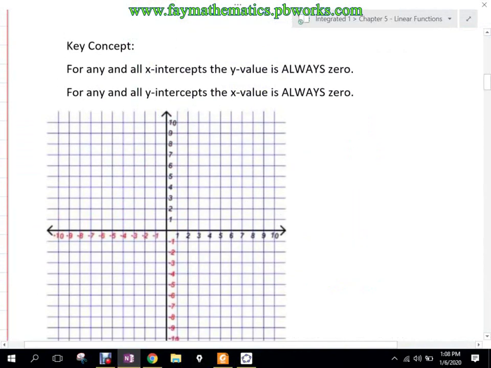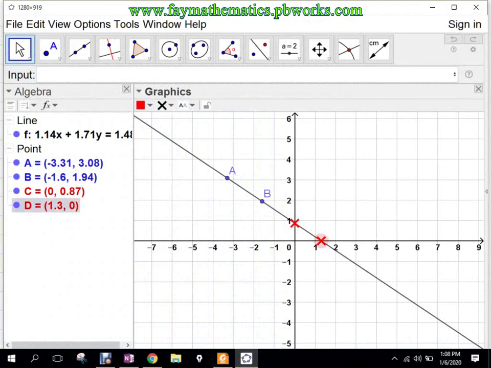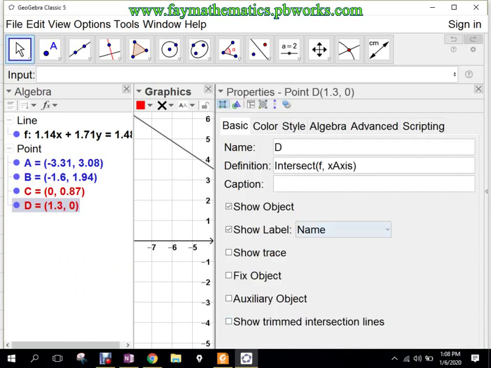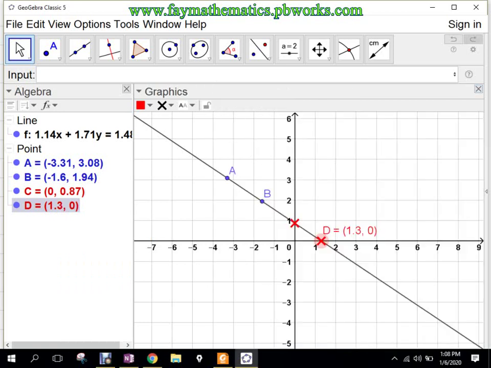This idea here says for all x-intercepts, no matter what, they have to exist on the x-axis, right? So if they have to exist on the x-axis, all x-intercepts have a y value that is 0. Think about this. If I look at this point right here, point D, show name and value, would you agree that point D is an x-intercept? That's where I'm crossing the x-axis, right? Is the y value 0?